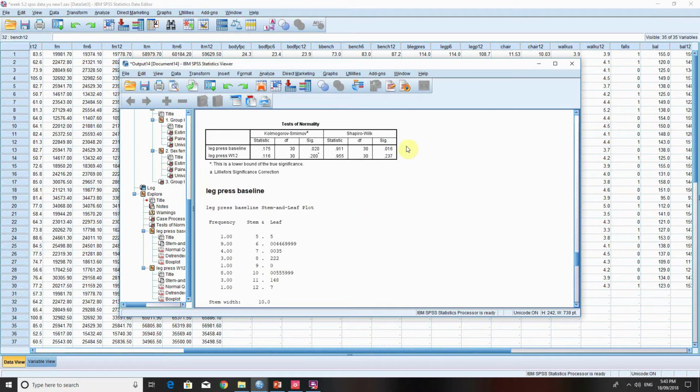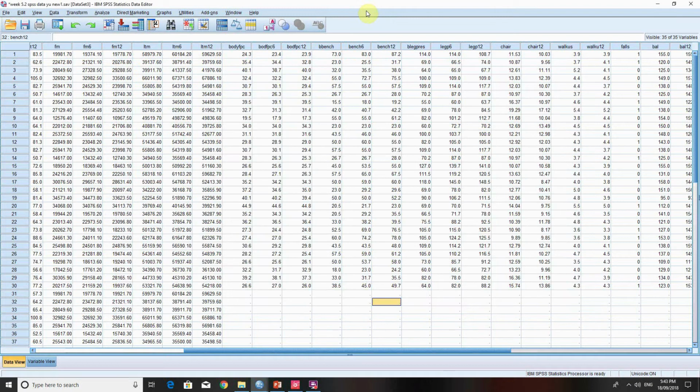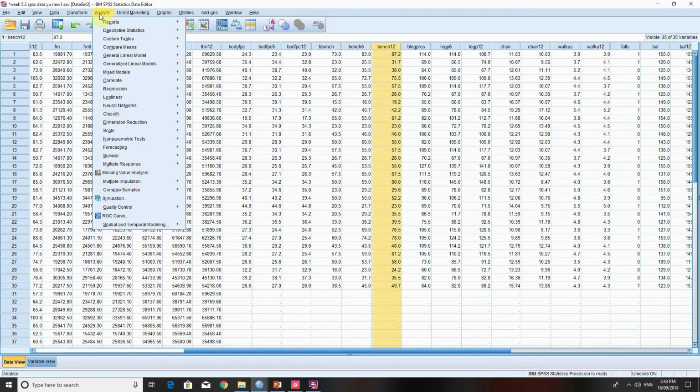So as we can see here, our leg press baseline score isn't normally distributed. Our week 12 is, but our week 0 is not, which means I'd have to do a Spearman's correlation rather than a Pearson's correlation. But I want to find a variable that I can do a Pearson's correlation on. So let's look at bench press score at 0 and week 12.